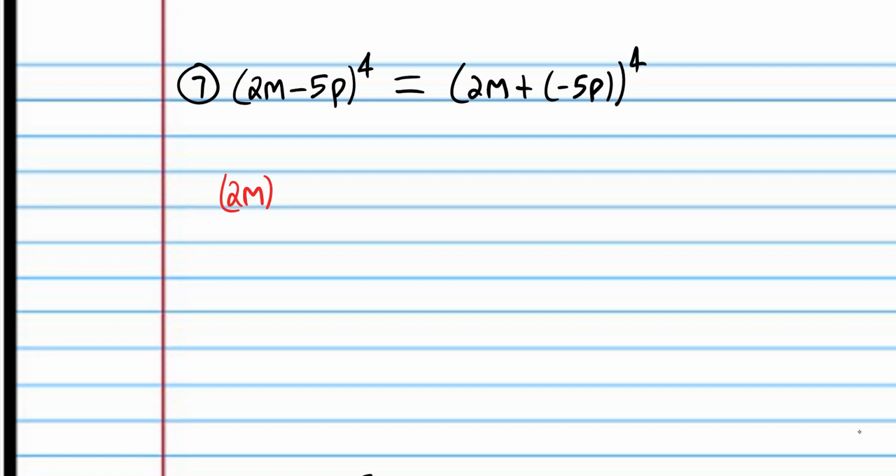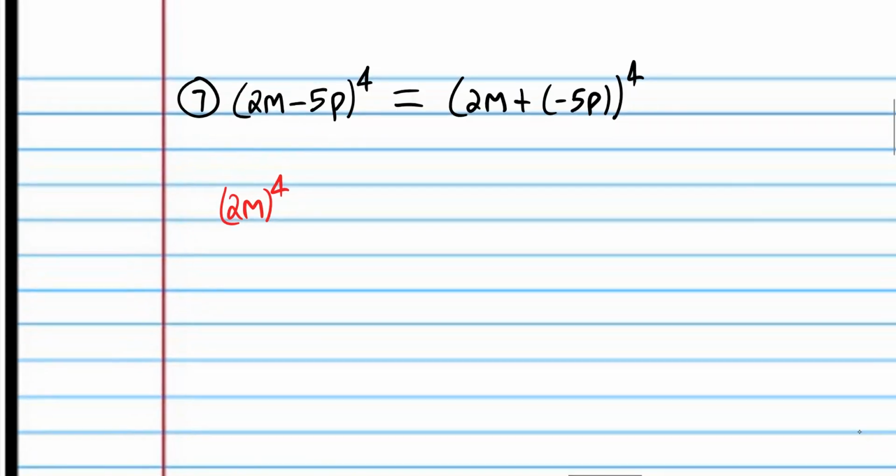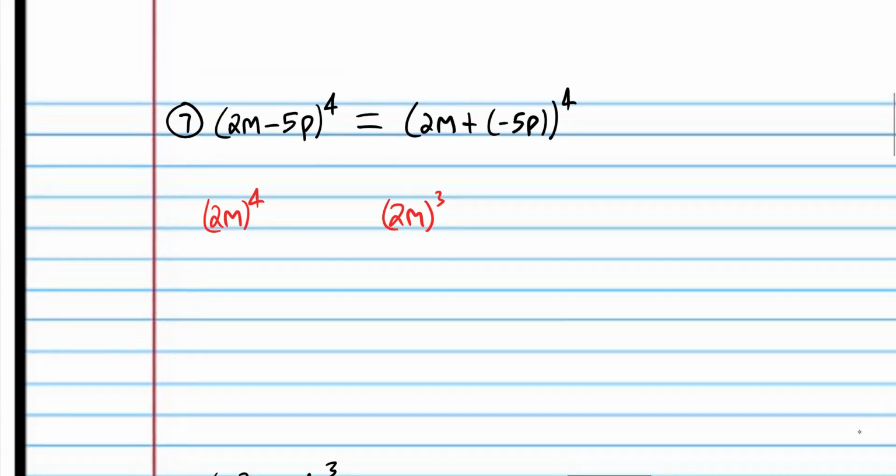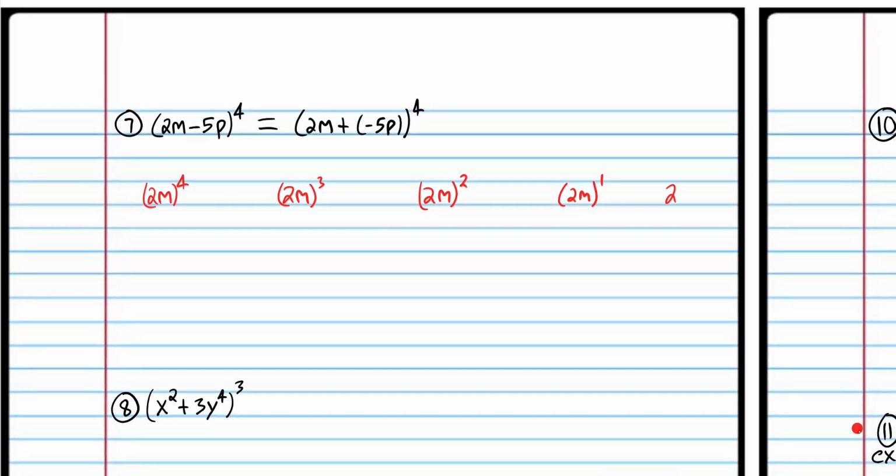So we have 2m to the 4th power. Why to the 4th power? Well, because that's where we're starting. That's the power of the expansion. 2m to the 3rd power, and then 2m to the 2nd power, and then 2m to the 1st power, and then 2m to the 0 power.